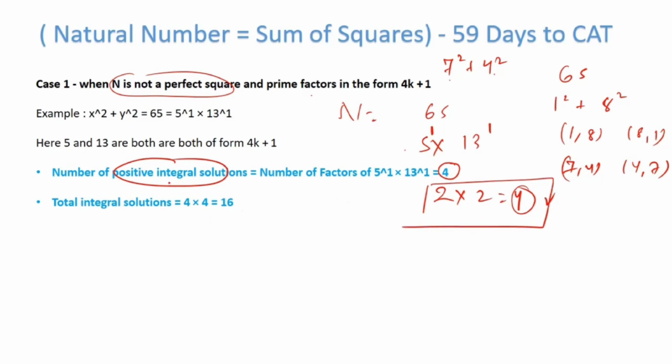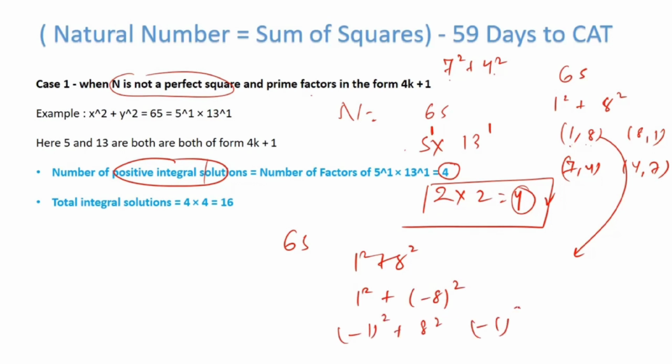Total integral solutions will be the number of positive integral solutions into 4. Why? If you've seen the last part, you will understand this. 65 can be written as 1 square plus 8 square. Can also be written as 1 square plus minus 8 square. Can be written as minus 1 square plus 8 square. Can be written as minus 1 square plus minus 8 square. For every case, you will have 4 cases. So hence, 4 into 4 equal to 16.